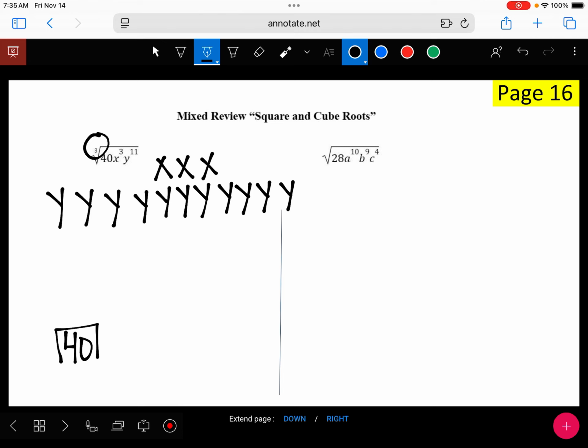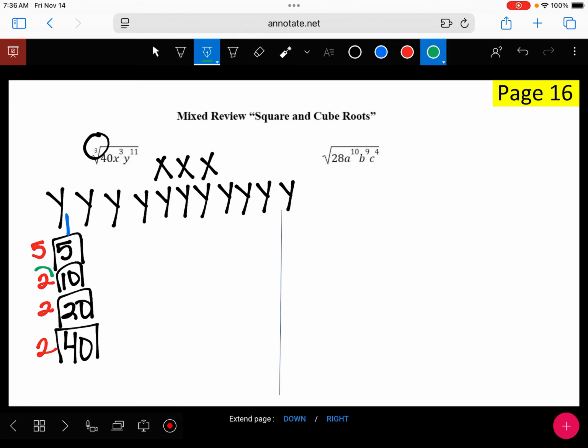Okay, so I'm going to start off by dividing it by 2. 2 goes into 40 20 times. 2 goes into 20 10 times. And then 2 goes into 10 5 times. Can't use 2 anymore, so I'm going to switch over to 5. And then I finally get my 1 at the top.